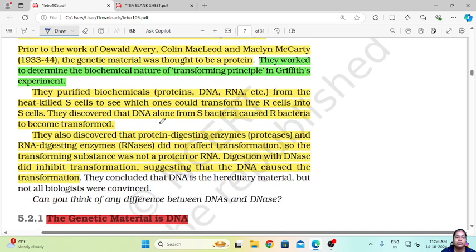They also discovered that protein-digesting enzymes, that is proteases, and RNA-digesting enzymes, that is RNases, did not affect transformation. So the transforming substance was not a protein or RNA. Digestion with DNase did inhibit transformation, suggesting that DNA caused the transformation. So this is how it was identified that DNA is the hereditary material in organisms.